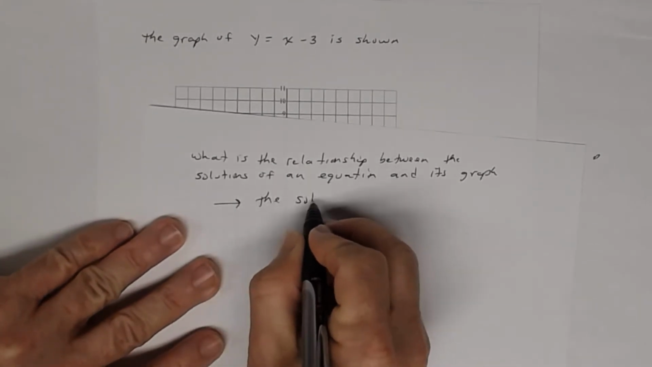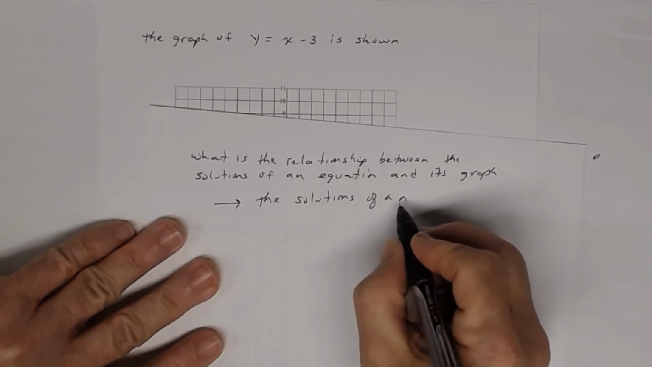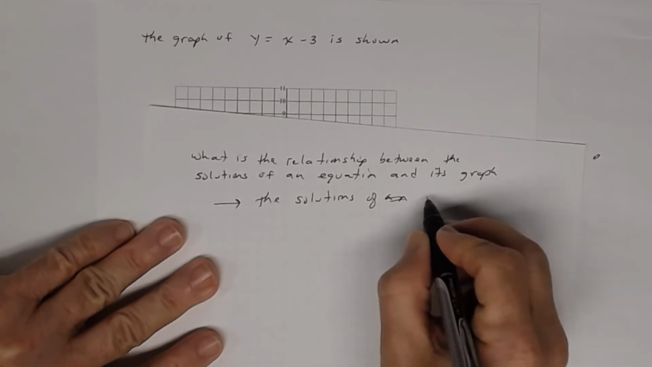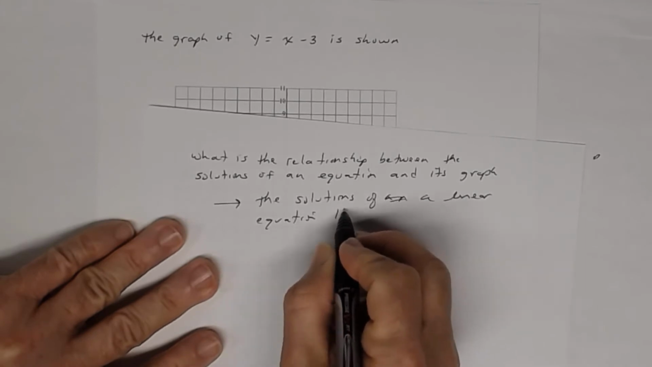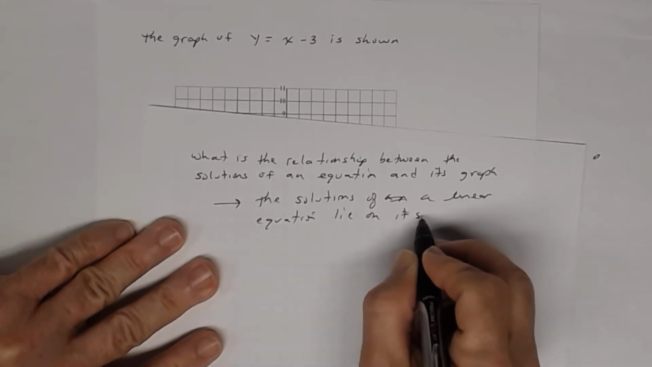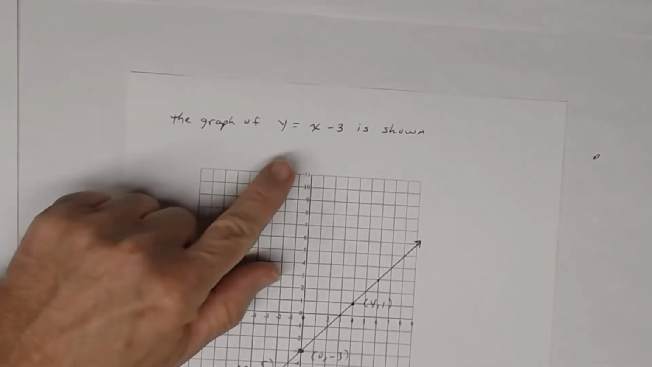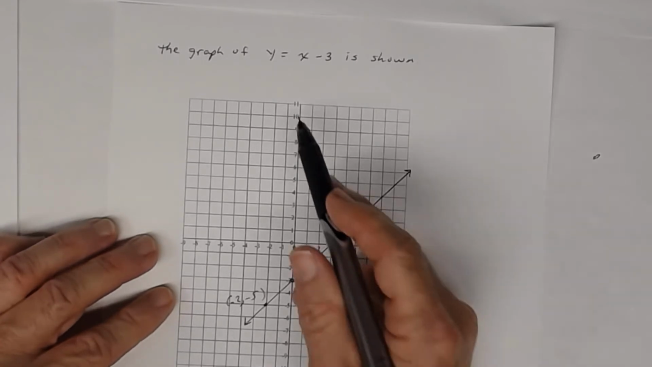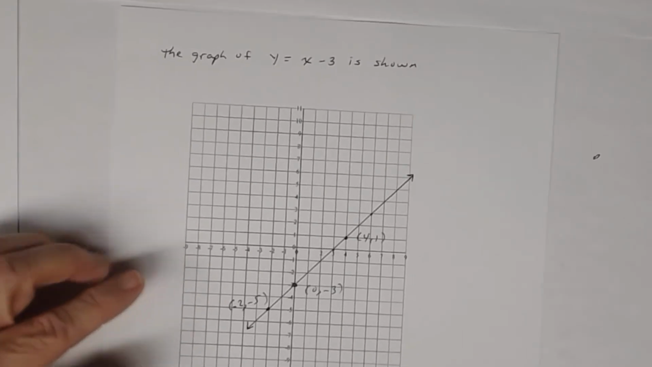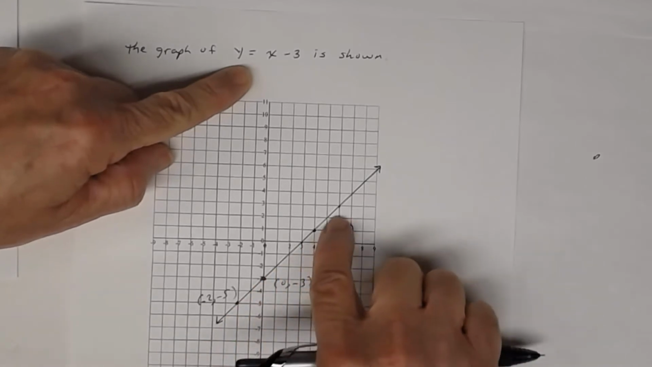The solutions of an equation, and in this case the solutions of a linear equation, lie on its graph. Notice if I were to find more solutions, an infinite number, the solutions would lie on its graph. So in other words, the graph of this equation are all of the solutions.